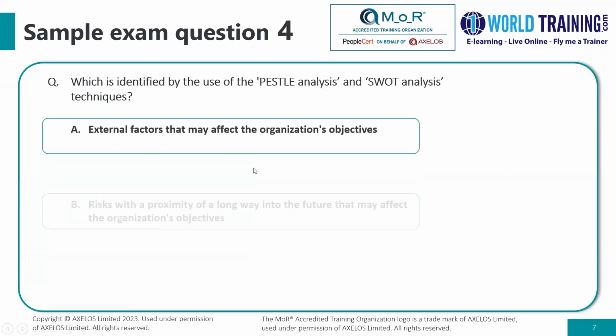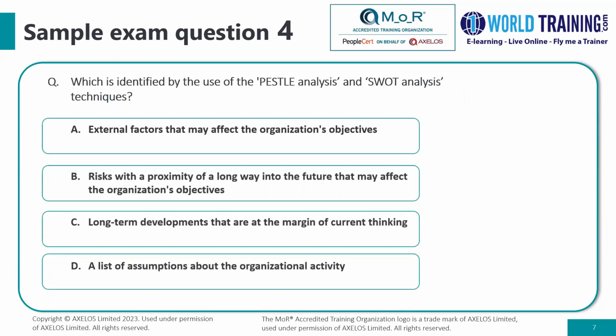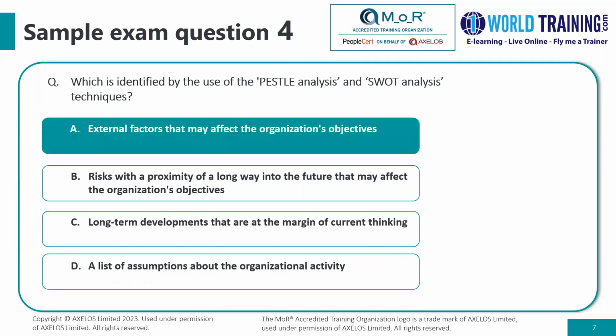Move on to question number 4, which is identified by the use of the PESTEL analysis and SWOT analysis techniques. Answer is A. These are usually tools that could be used for evaluating external factors that may affect the organization's objective. By the way, PESTEL stands for political, economic, social, technological, legal, and environmental analysis. And SWOT stands for strengths, weaknesses, opportunities, and threats of an organization.